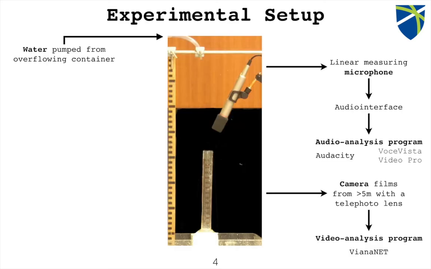So this is the experimental setup that I investigated the sound with. We have some sort of nozzle where water is pumped through with a constant volumetric flow rate, producing a jet, dropping into some sort of bottle model. For the sake of simplicity, I've used perfect cylinders as bottles at first. We're going to talk about that model later on. We recorded the sound with a microphone and analyzed the spectrum using Audacity and Vista Video Pro, and we filmed the container to keep track of the water height and analyzed it using VianaNet.